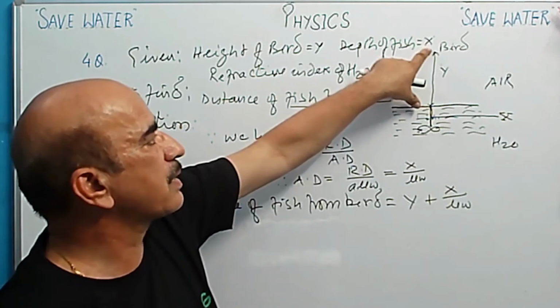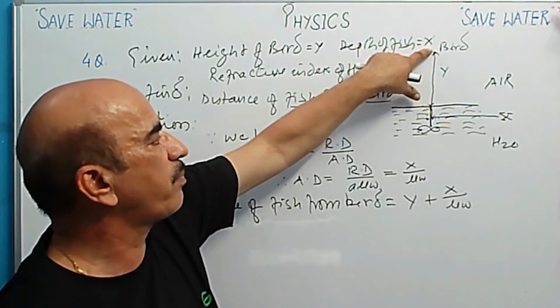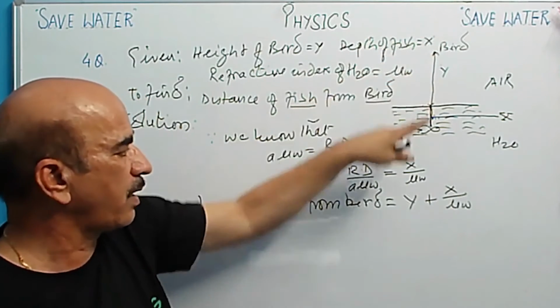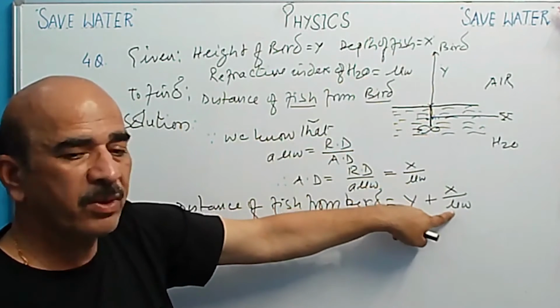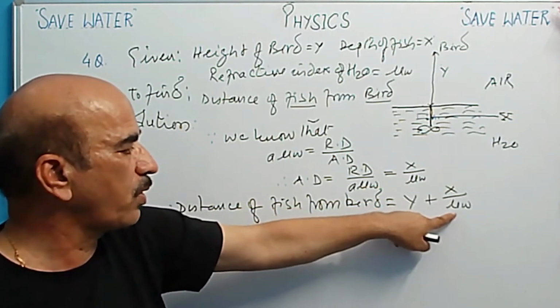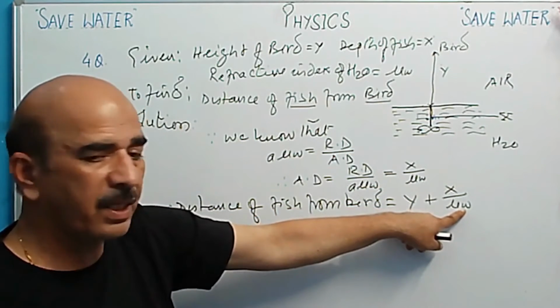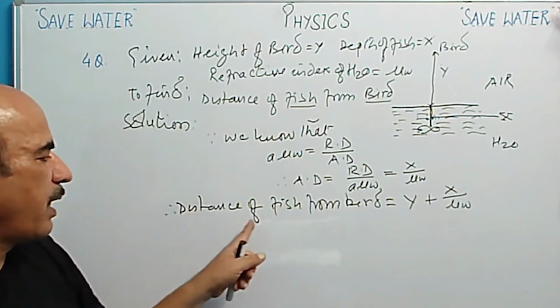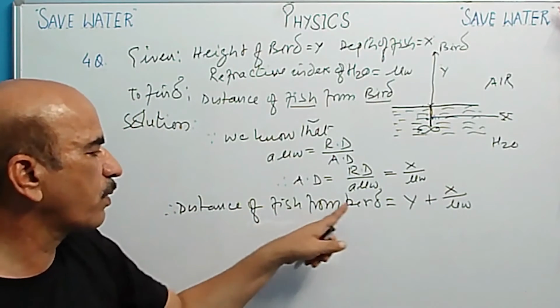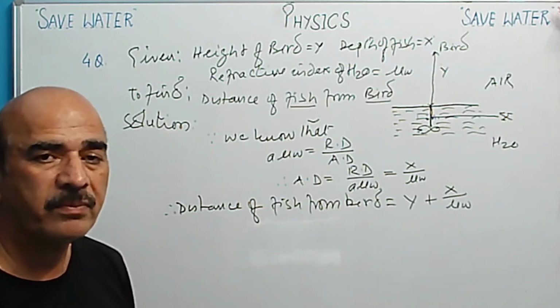So y is the distance, or we can say height, of the bird from the interface. So this is y. So simply this became y. And then the apparent depth of the fish is x upon mu w, where w is water here. Okay, refractive index of water. So this way we can find out the distance of fish from the bird.